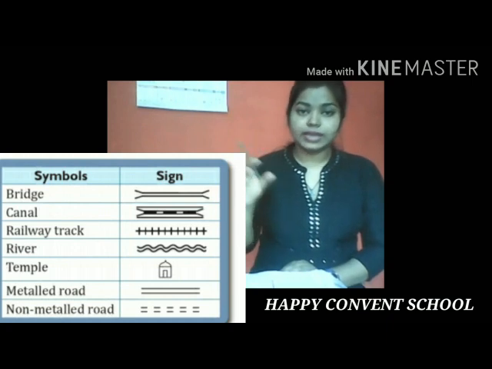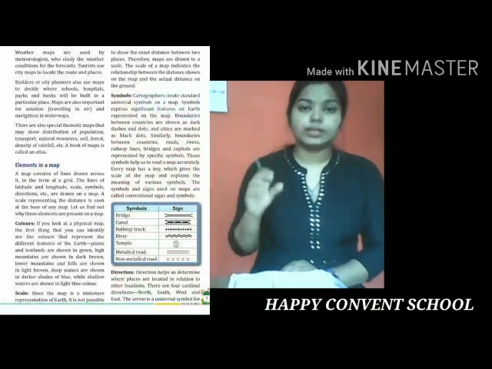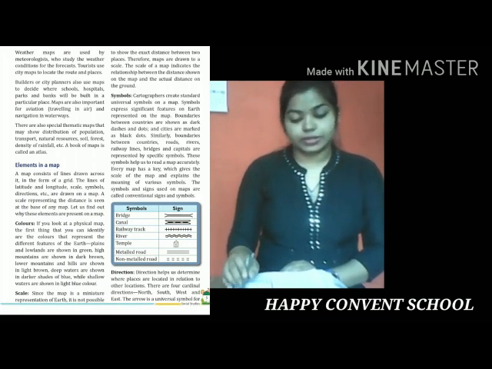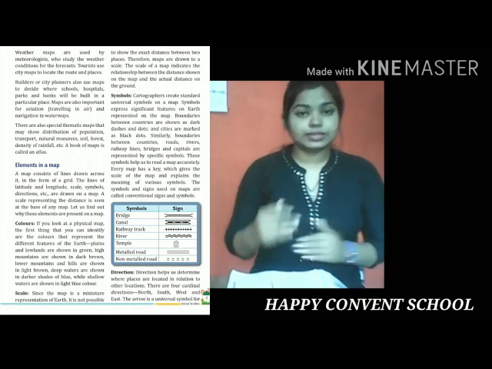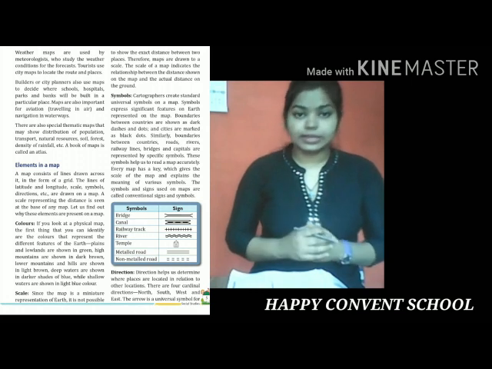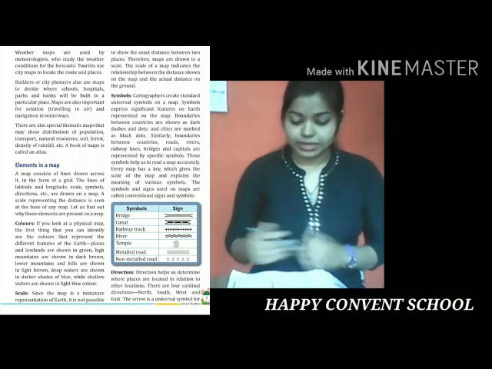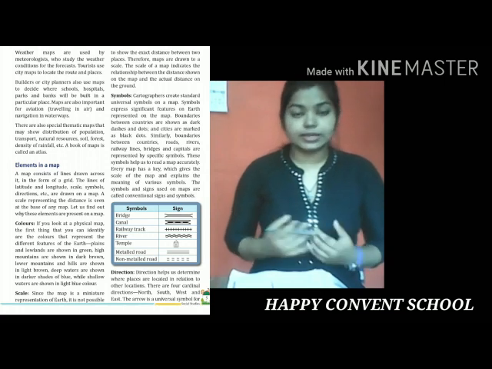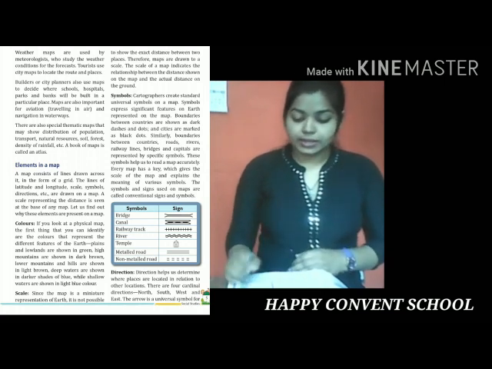So every thing has its own particular symbol to represent. These symbols help us to read a map accurately. So with the help of these symbols, if you know what the symbol symbolizes, then we can easily get to know what it means. Okay, it's a bridge or it's a railway line or it's a capital. You can easily get the idea. These symbols help us to read the map accurately.